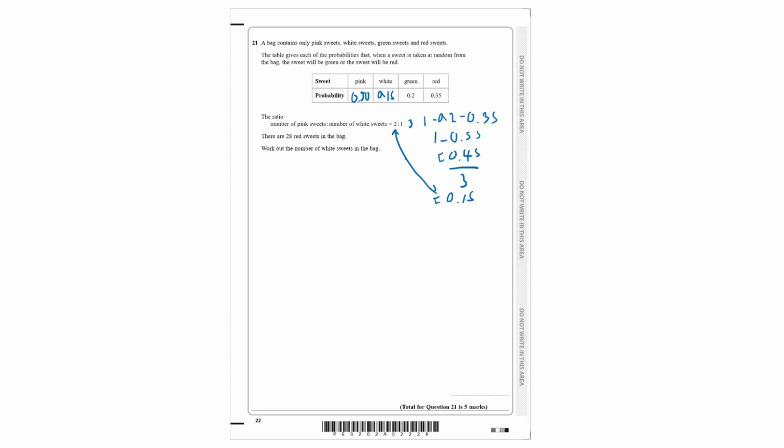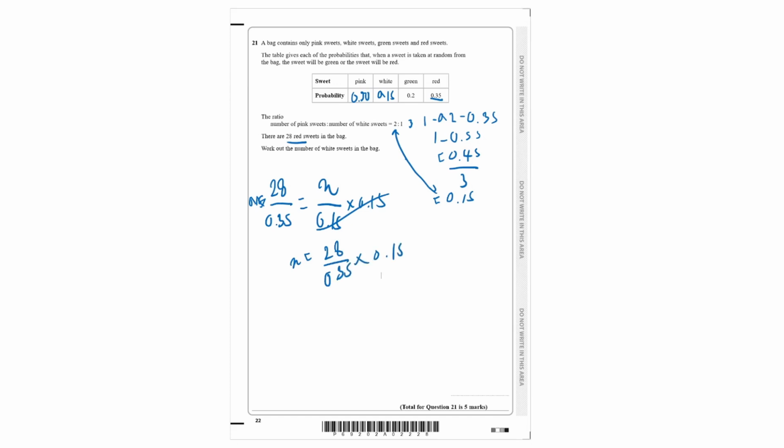Now that we have the probabilities, we can see that 28 red sweets is equivalent to 0.35. Work out the number of white sweets in the bag. So we have 28 red sweets is equivalent to 0.35. Now, to find the number of white sweets, we don't know how many white sweets this gives us, but we know the probability is 0.15. We can multiply both sides by 0.15. This cancels out times 0.15. And we have x is equal to 28 divided by 0.35 times 0.15.